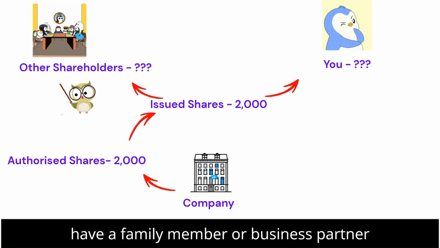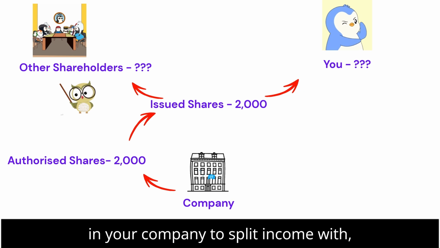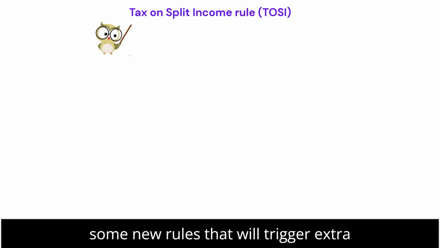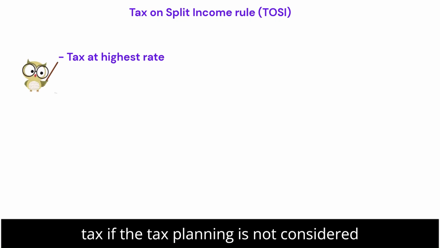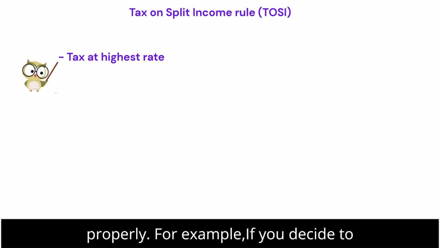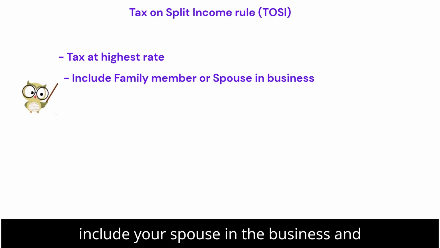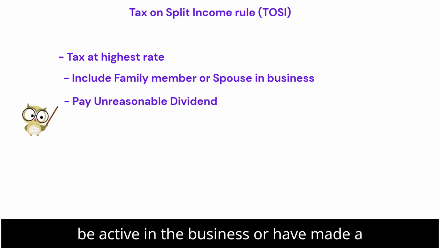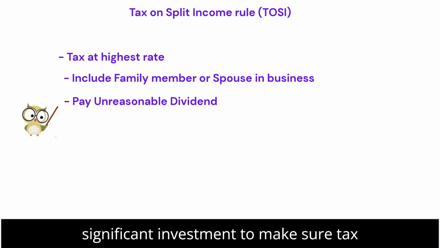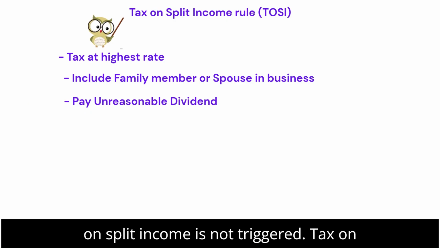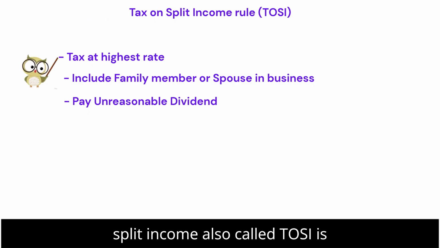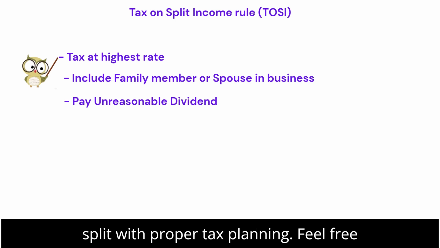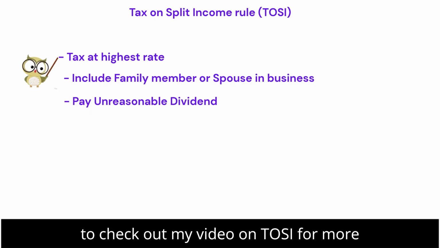However, if you have a family member or business partner in your company to split income with, then there needs to be tax planning of share structure in place. There have been some new rules that will trigger extra tax if the tax planning is not considered properly. For example, if you decide to include your spouse in the business and share the dividends, then it has to be reasonable. That is, the spouse needs to be active in the business or have made a significant investment to make sure tax on split income is not triggered. Tax on split income, also called TOSI, is taxed at the highest rate if dividend is not split with proper tax planning. Feel free to check out my video on TOSI for more details.